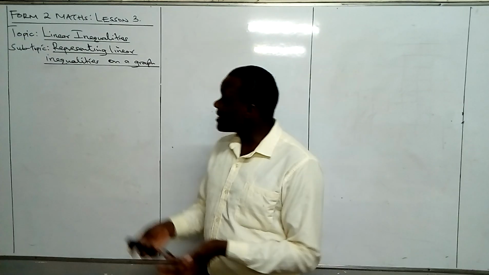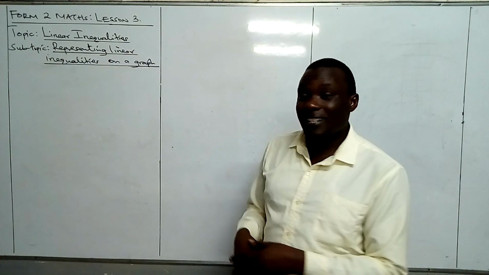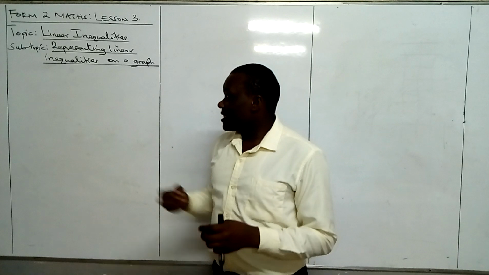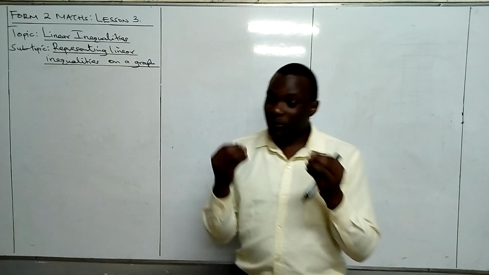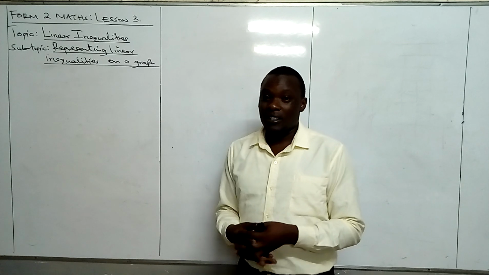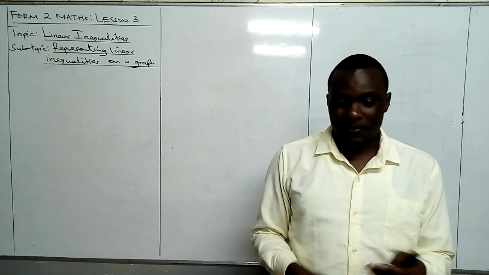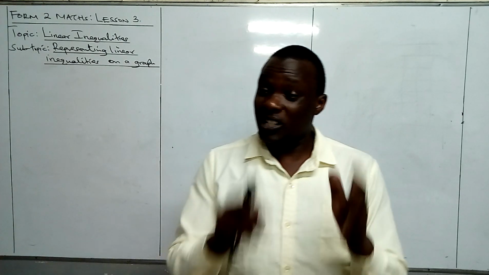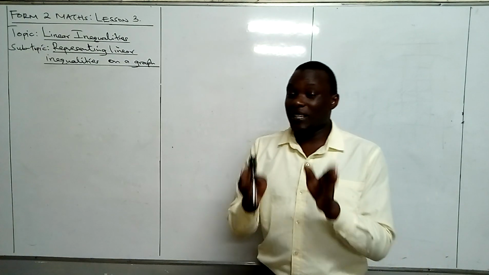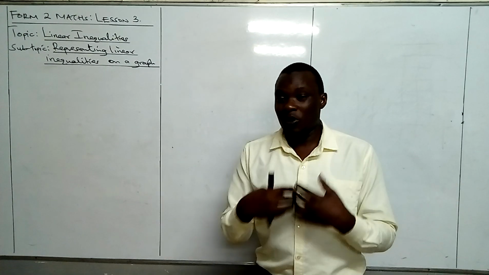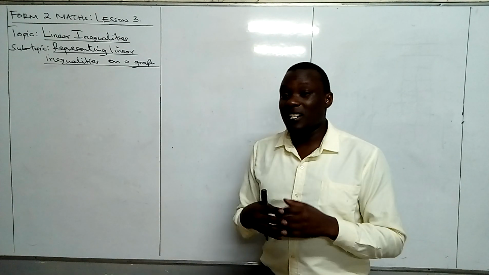Today we are looking at Form 2 Maths, lesson number 3. Topic is linear inequalities. Subtopic: representing linear inequalities on a graph. Steps that we need to know. 1, we must come up with an x, y table for each particular linear inequality if it has 2 unknowns, but if it has 1, there is no need. I will show you how you can represent that kind of linear inequality.